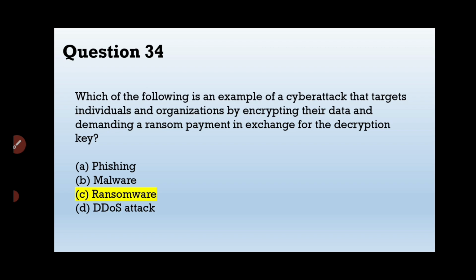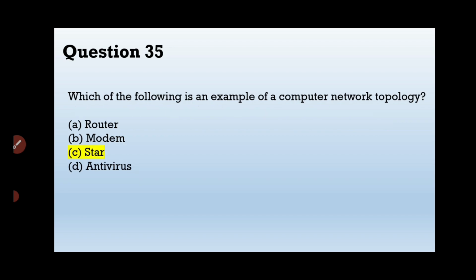Question number 34. Which of the following is an example of cyber attack that target individual and organization by encrypting their data and demanding a ransom payment in exchange for decryption key? Your correct option is option C, ransomware. Question number 35. Which of the following is an example of a computer network topology? Your correct option is option C, star.